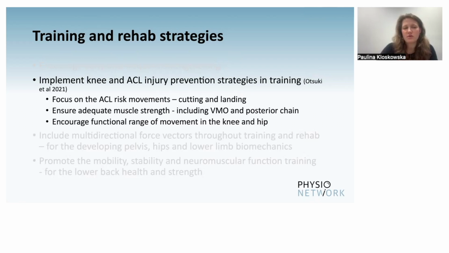So we know that there is some strong data on the cutting and landing biomechanics, so designing strategies that would tackle these challenging biomechanics and encourage their bodies to be able to develop better movement is something that we want to do. And ensuring adequate muscle strength.